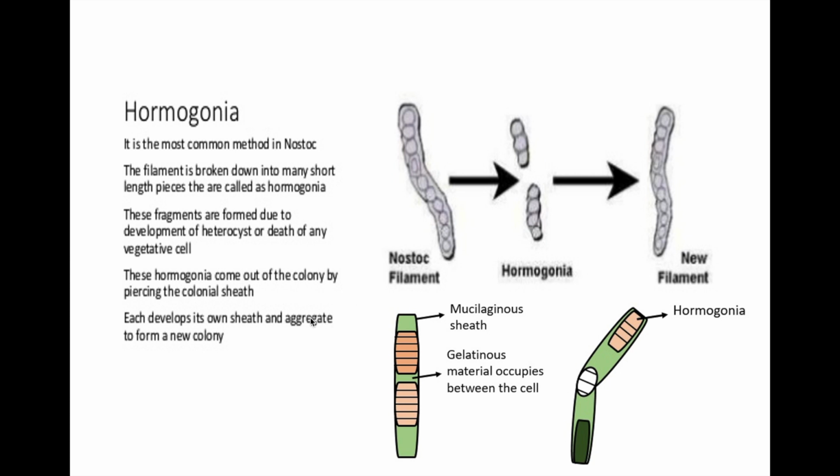These hormogonia come out of the colony by piercing the colonial sheath. Each develops its own sheath and aggregates to form a new colony. The Nostoc filaments within the colony may break up into small segments known as hormogonia, as I have already told you, and they can come from the region of a heterocyst or from a dead cell. The fragmentation can occur when a vegetative cell in between becomes dead, or a heterocyst also can be a reason for fragmentation.